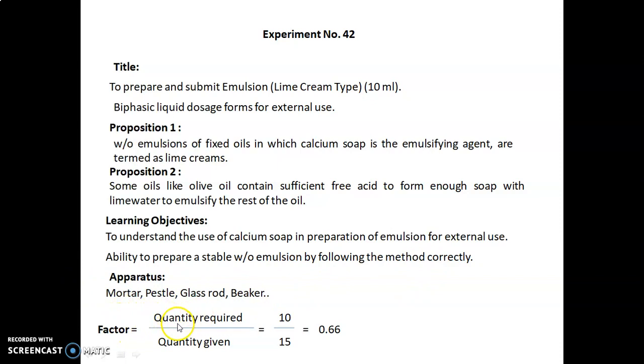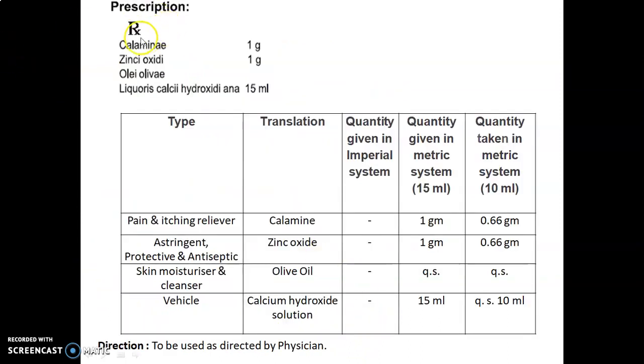Factor is calculated as quantity required upon quantity given, that is 10 upon 15, equal to 0.66. This is the prescription, denoted by the symbol Rx. Calamine 1 gram, zinc oxide 1 gram, olive oil, a quantity sufficient, and calcium hydroxide solution 15 ml.